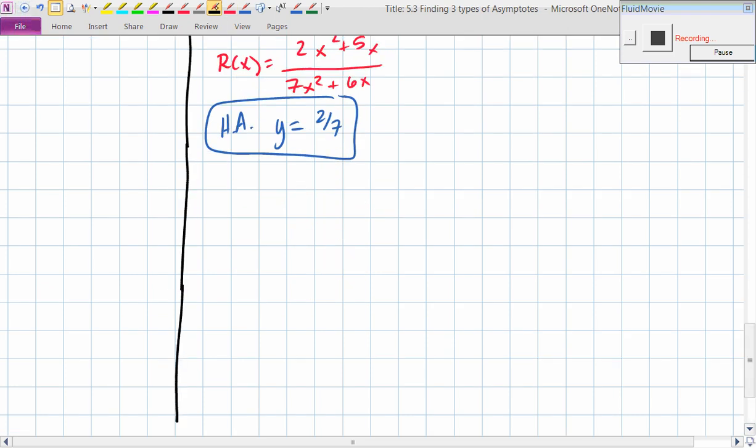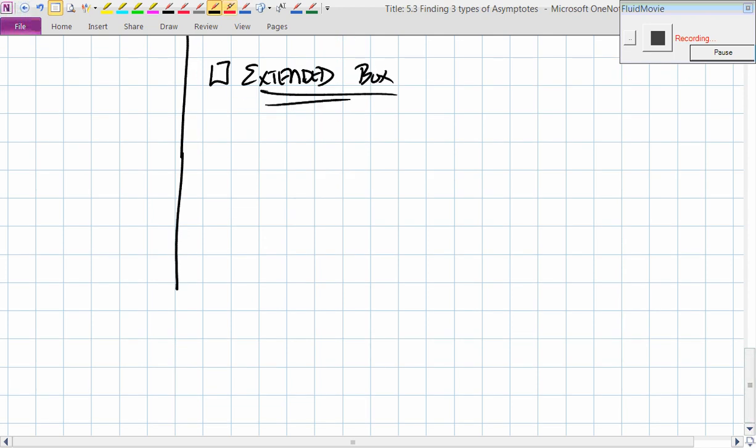Okay, I'm going to do extended box, because I need more room to talk about this. Don't hate me. Extended box. I'm going to rewrite that function. R of x equals, it was 20x squared plus 3x, all divided by 5x.